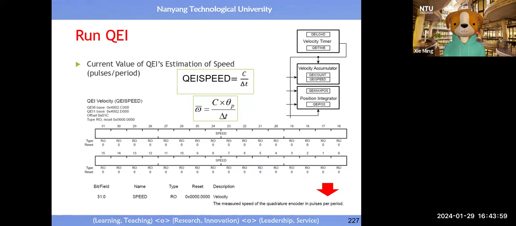You can also read the velocity. Just as I mentioned, the manufacturer of a microcontroller may not know what the pitch angle theta P is. So if you output C divided by theta T, the actual average velocity should be this number read from this register times the pitch angle theta P, right? That is the actual angular velocity. Okay, so it's quite straightforward for you to know, right?